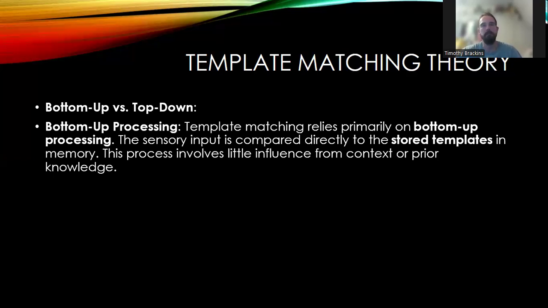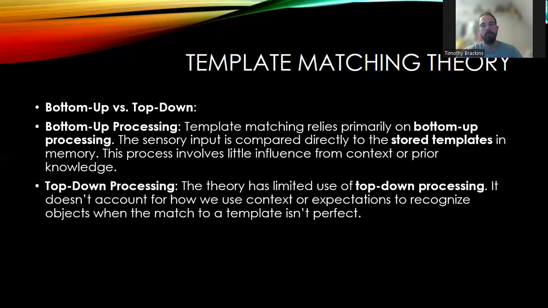So we're not relying on any context. We're not relying on prior knowledge, right? If you're seeing the letter 6 and you see it upside down, prior context and prior knowledge can tell you, oh, it's just an upside down 6. It's not a 9. But template matching theory isn't really allowing for that because all you're doing is matching that basic stimulus with a stored pattern. So it really has very limited use of top-down processing, and doesn't account for how we use context, memory, and expectations to recognize it when the template isn't an exact match.